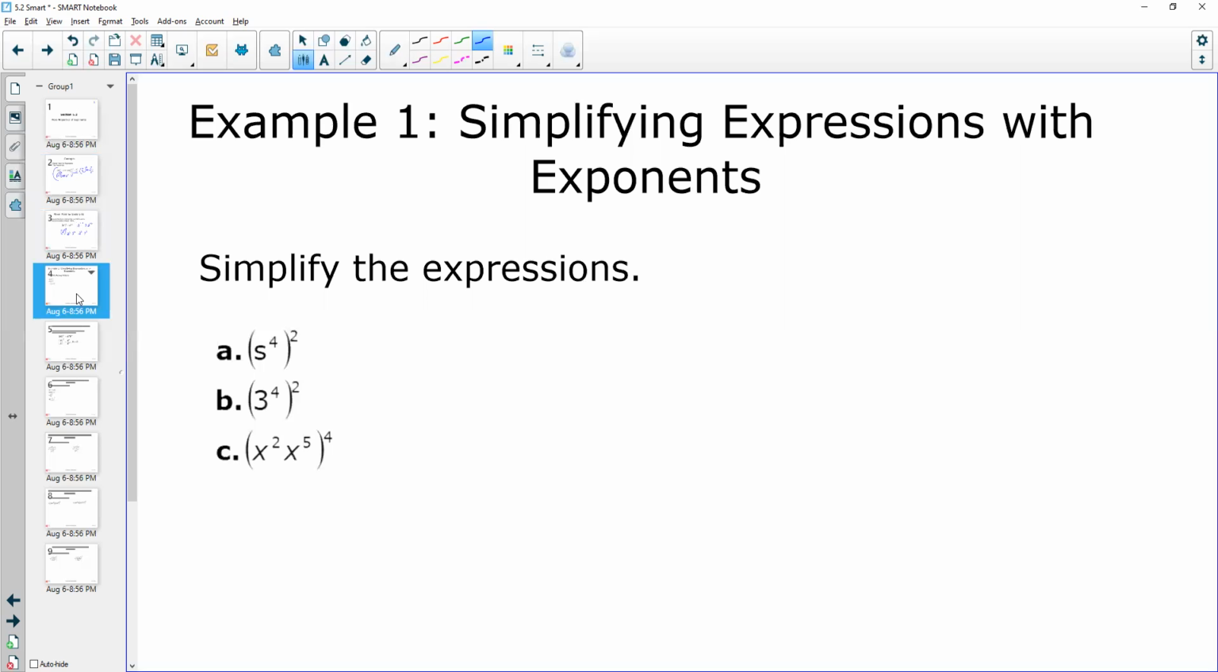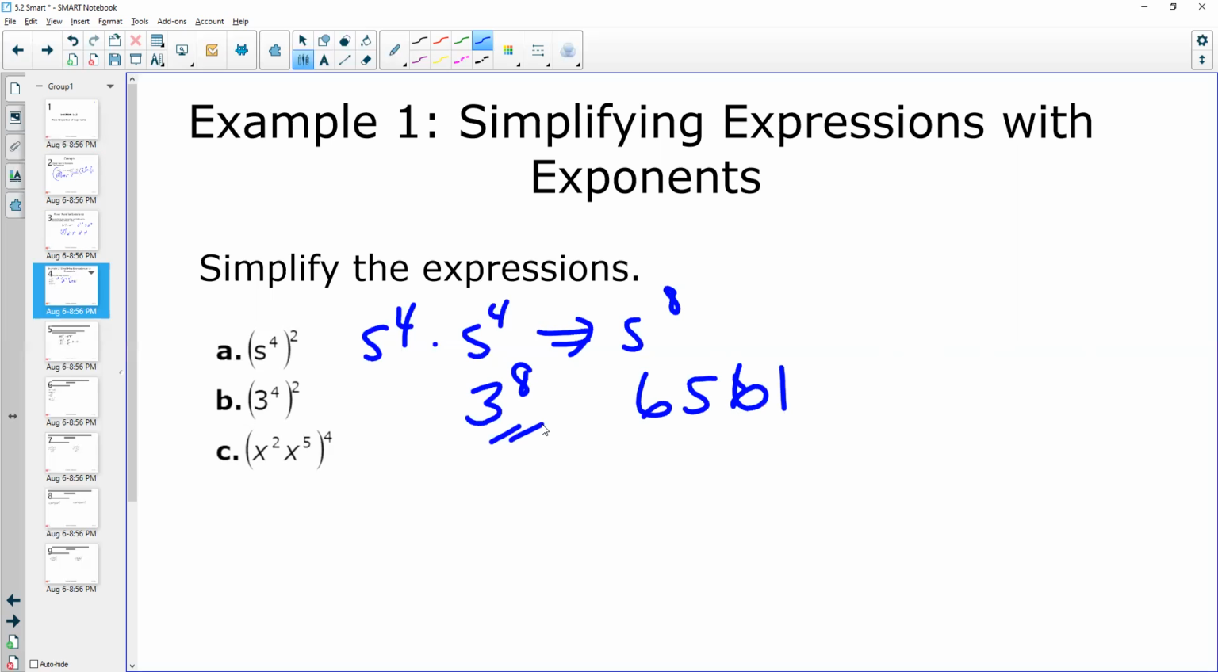Let's simplify what we have here. Well, in A, I have s to the 4th squared. That means I have s to the 4th times s to the 4th, and that is really just s to the 8th. I could just do 4 times 2 is 8. For B, it's the same thing. So I'm really just going to make it 3 to the 8th. 3 to the 4 times 2, 3 to the 8th. You have a calculator, so you should calculate that out. 3 to the 8th is 6,561. Okay? It's not going to be simplified in this form.